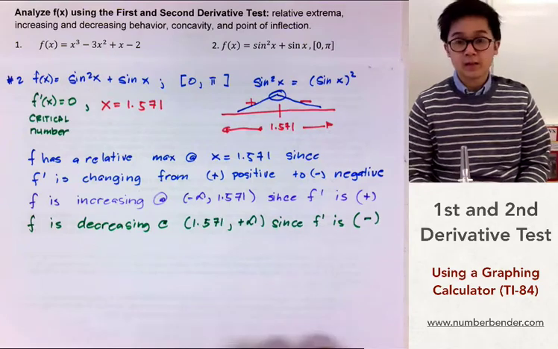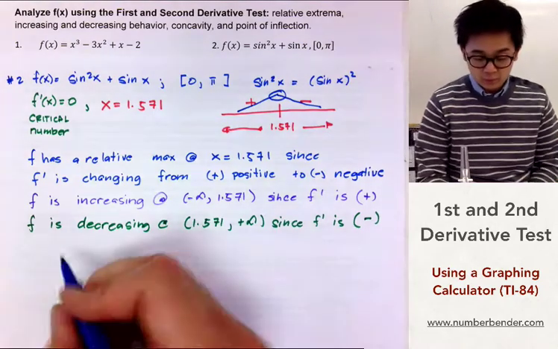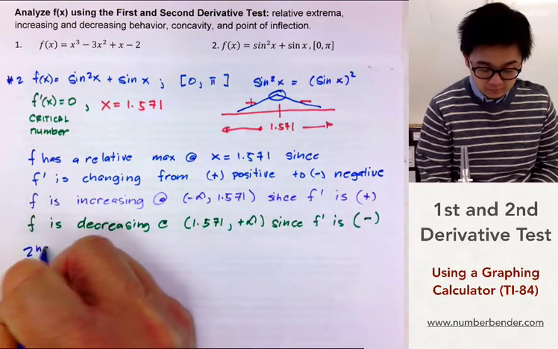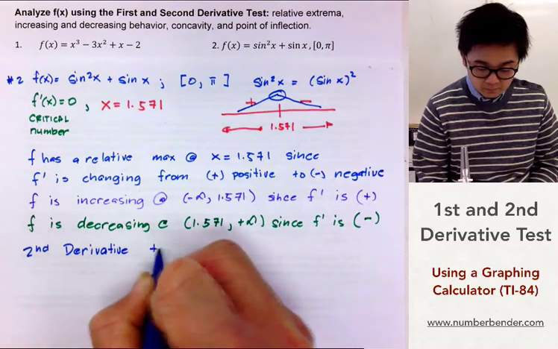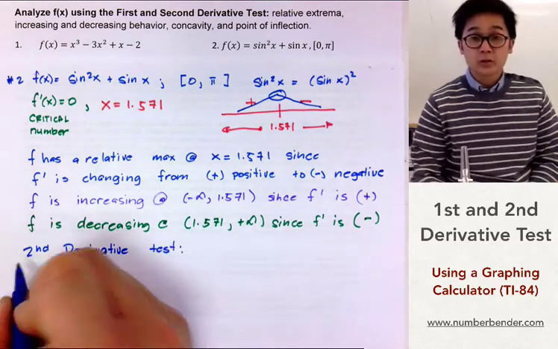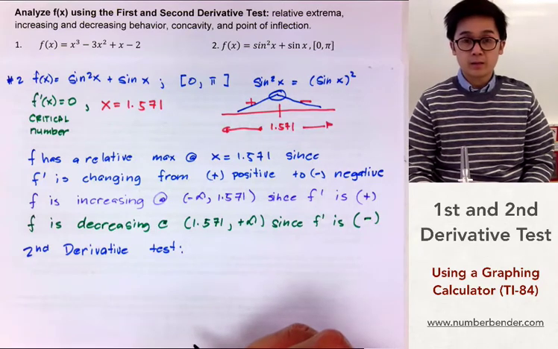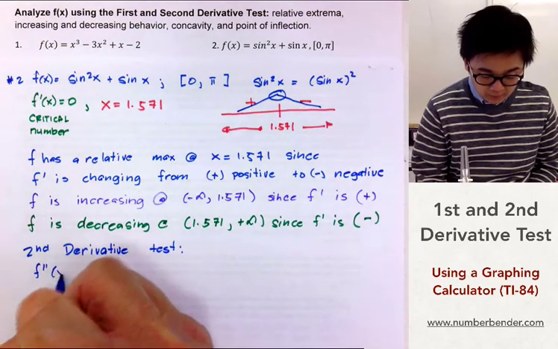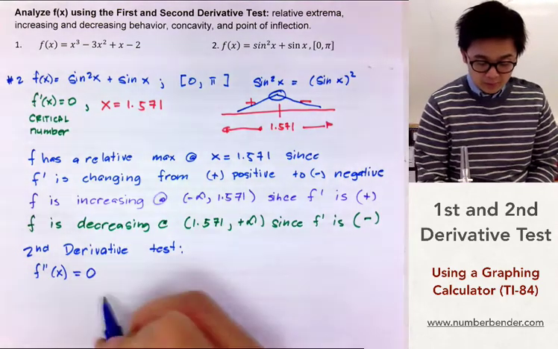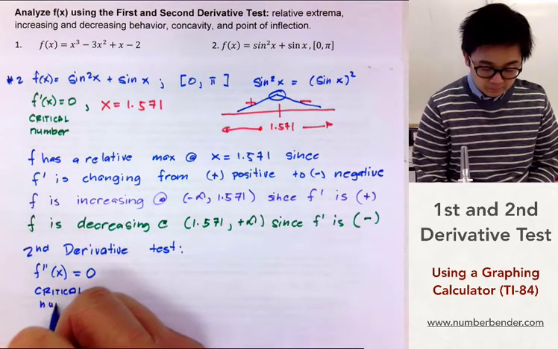Now let's go ahead and use the same calculator, the TI-84, for the second derivative test. In the second derivative test, we're going to find the concavity and the point of inflection of the function f. To do that, we need f double prime of x, and we need to set it equal to 0, so we can have our new set of critical numbers.